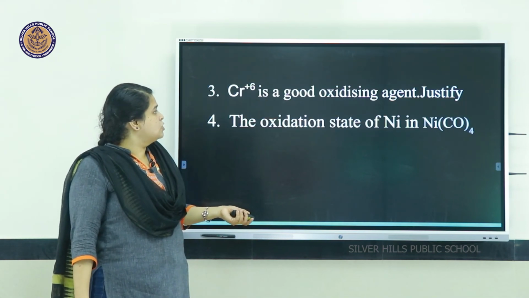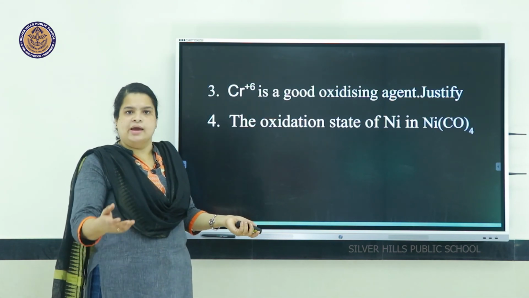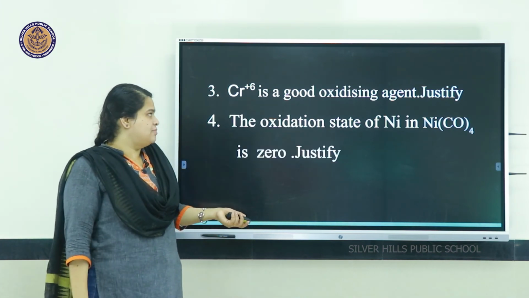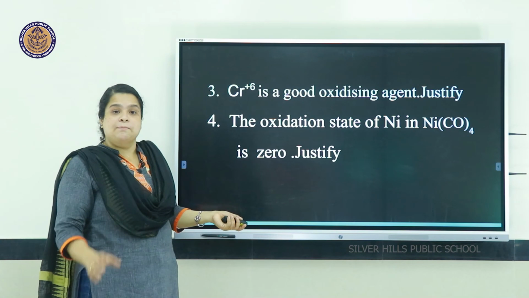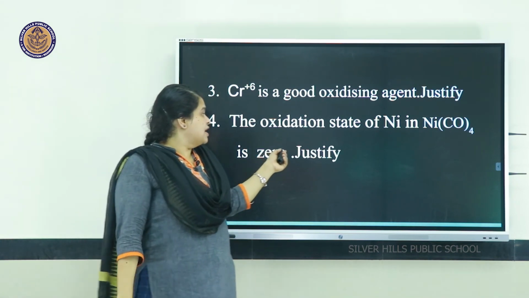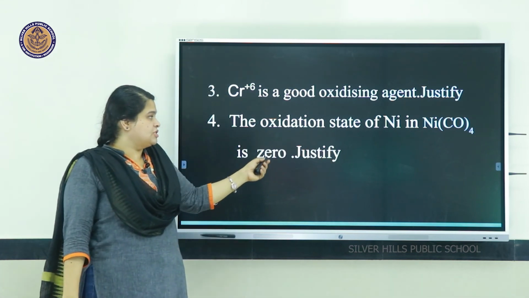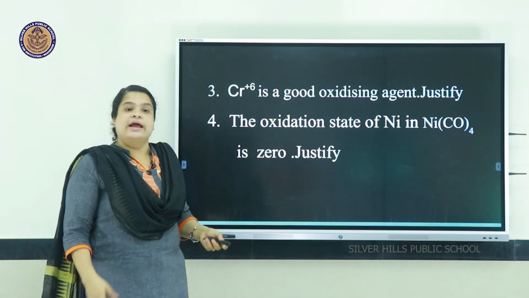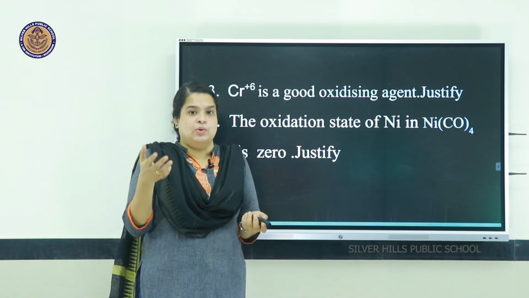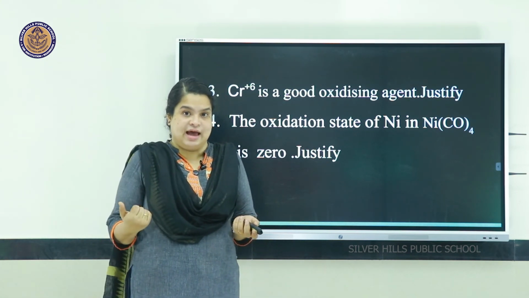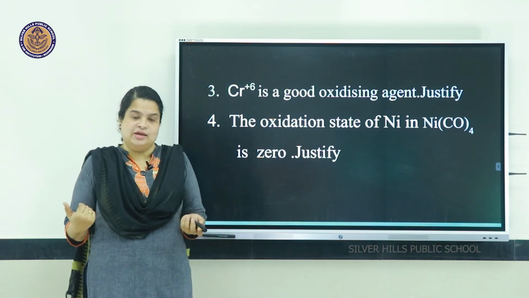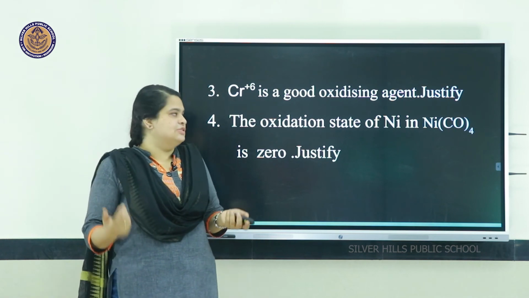Next is, chromium is a good oxidizing agent, justify. Why? Chromium +6 will change into +3 because it's a lighter element, so its oxidation state +3 will be more stable. So it's a good oxidizing agent. When we consider the fourth question, that is the oxidation state of nickel in Ni(CO)4, it is 0. Why is it 0? Because the CO has a peculiarity, it is a pi acceptor ligand. So it takes electrons back to the pi antibonding. So the oxidation state will be 0.